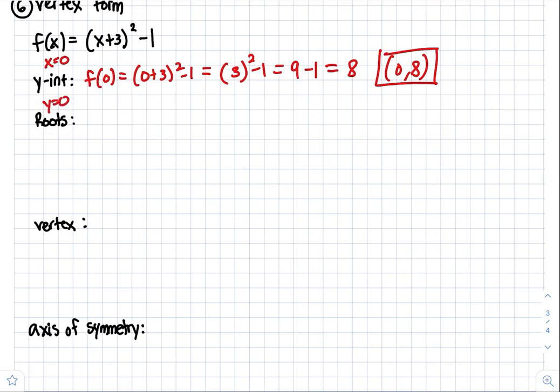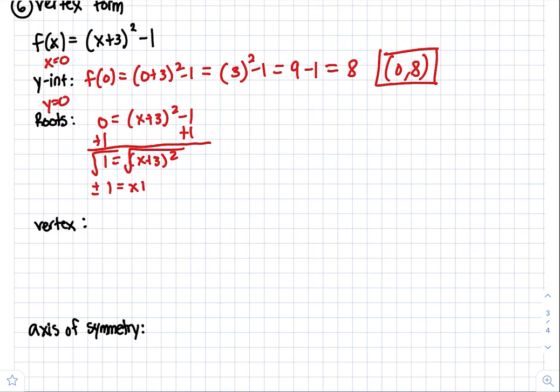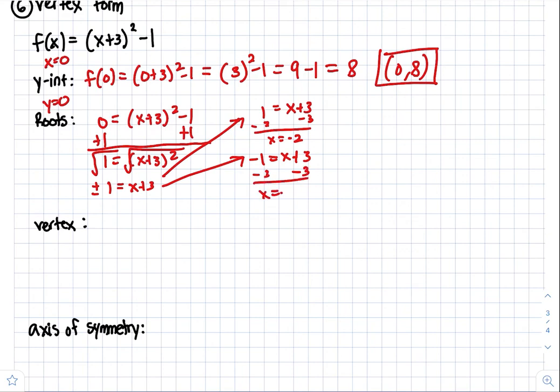Roots is where y is equal to 0. So set the whole equation equal to 0. Now let's solve for x. We have to add 1 to both sides. Then square root both sides, so we get plus or minus the square root of 1, which is 1, equals x plus 3. This is how we get two equations: 1 is equal to x plus 3, and negative 1 equals x plus 3. So we subtract 3 from both sides: x is equal to negative 2 up here, and down here, x is equal to negative 4. So those are our two roots: negative 4 comma 0 and negative 2 comma 0.